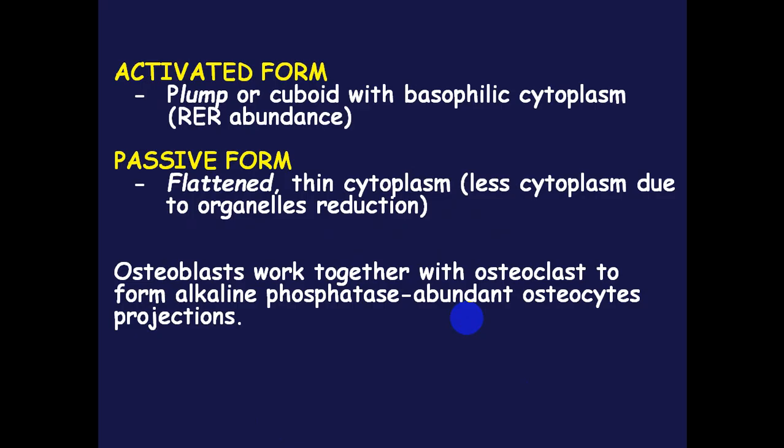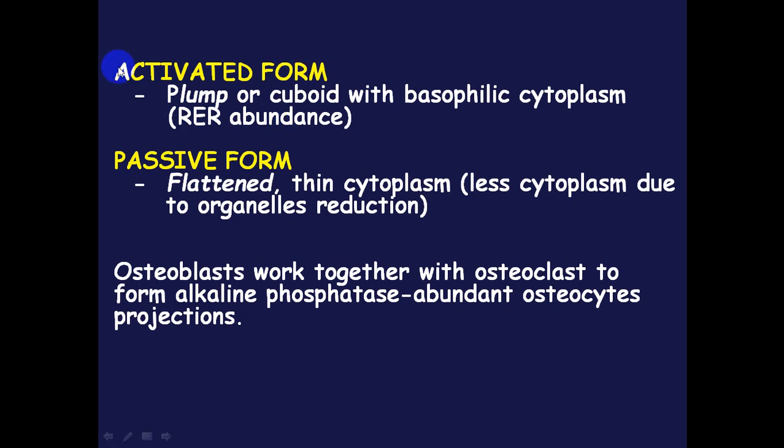There are two types of osteoblasts based on their morphology. First is the activated form. The activated form has a cuboid or plump morphology, and it has a basophilic cytoplasm. It is cuboid because it has quite large cytoplasms. Why is the cytoplasm large? Because it contains many rough endoplasmic reticulums. So it's really active in protein synthesis.